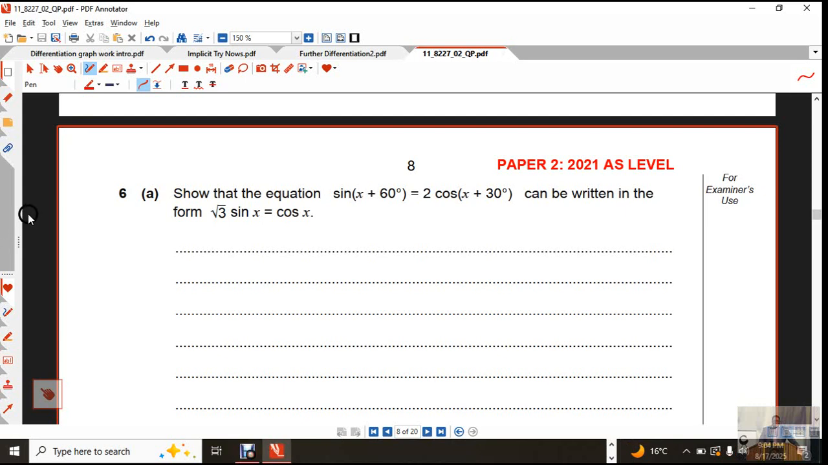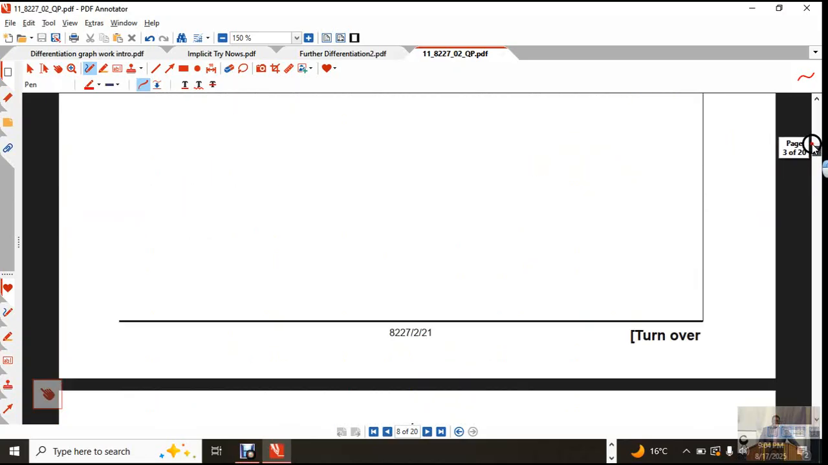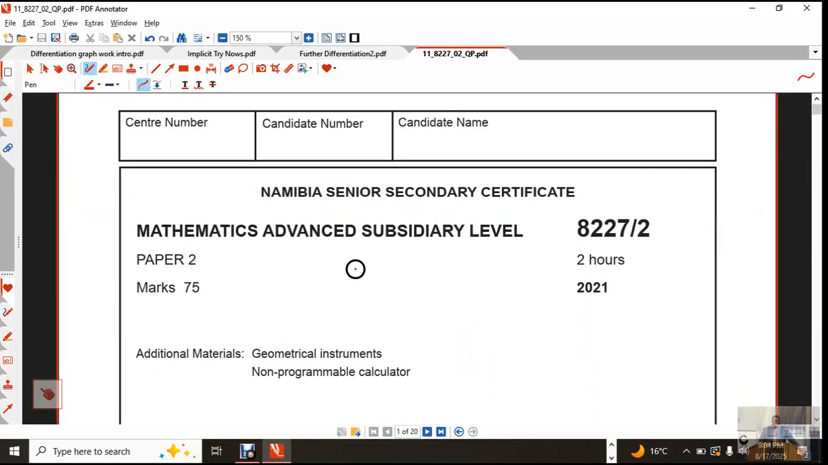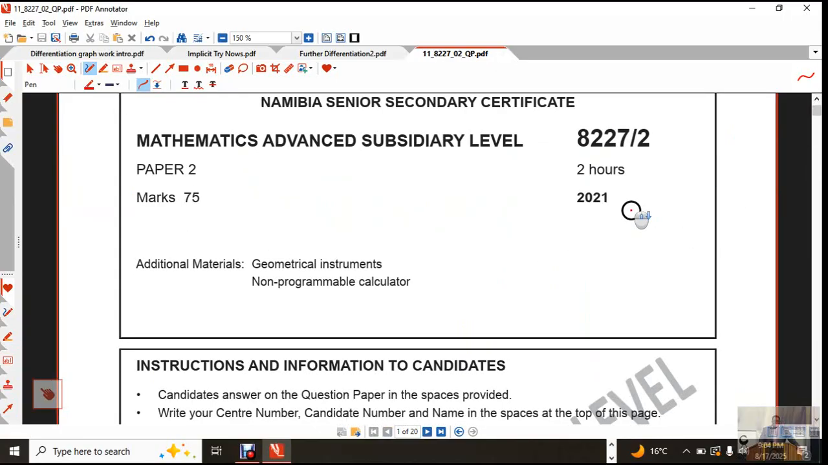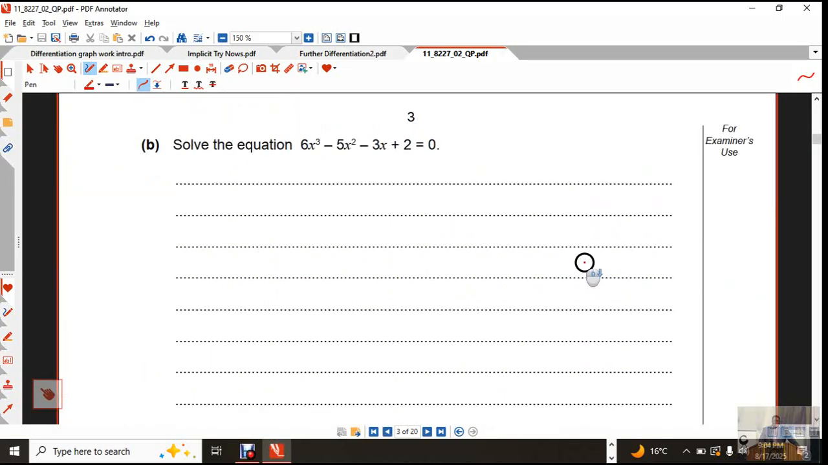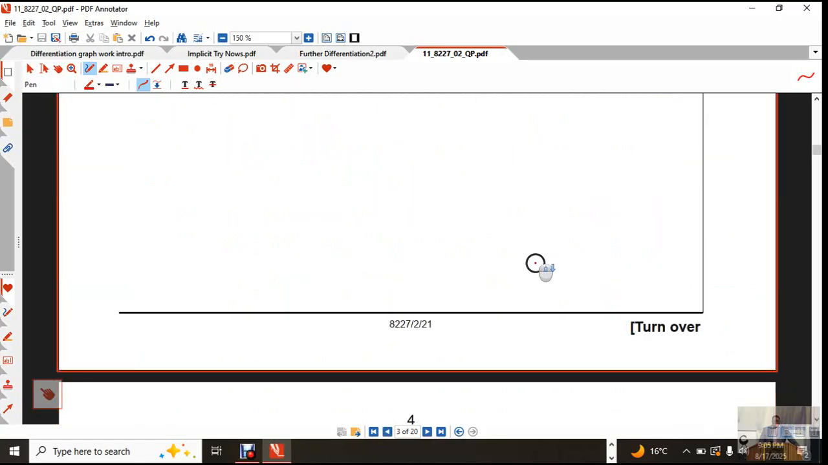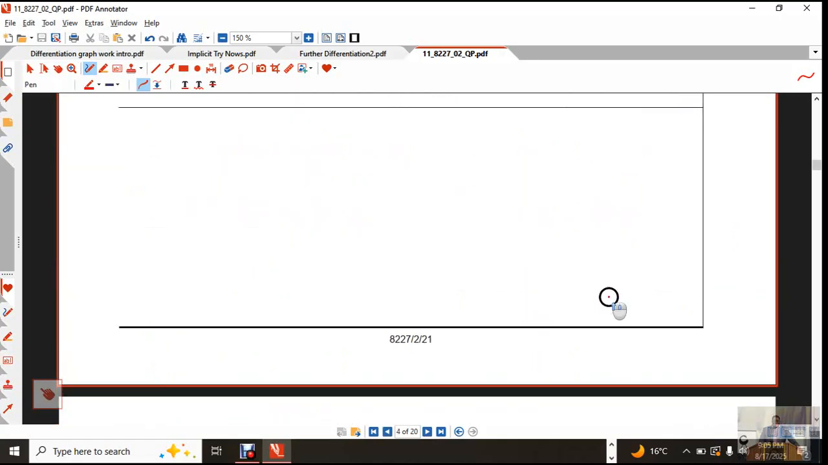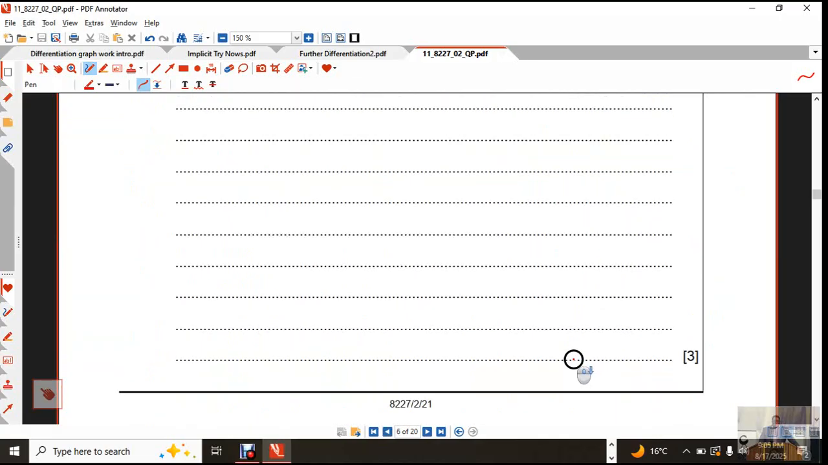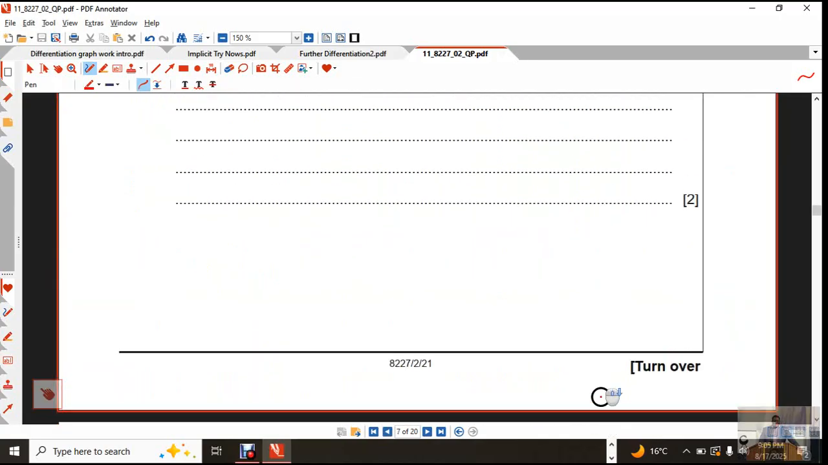Hi, I'm doing a quick question on trigonometry. This is paper 2 of 2021 AS level. This paper is written in Namibia by the advanced level learners, subsidiary advanced level learners. So I'm looking at question 6 of this paper of 2021. So let's get to that question to see how one can quickly solve that.